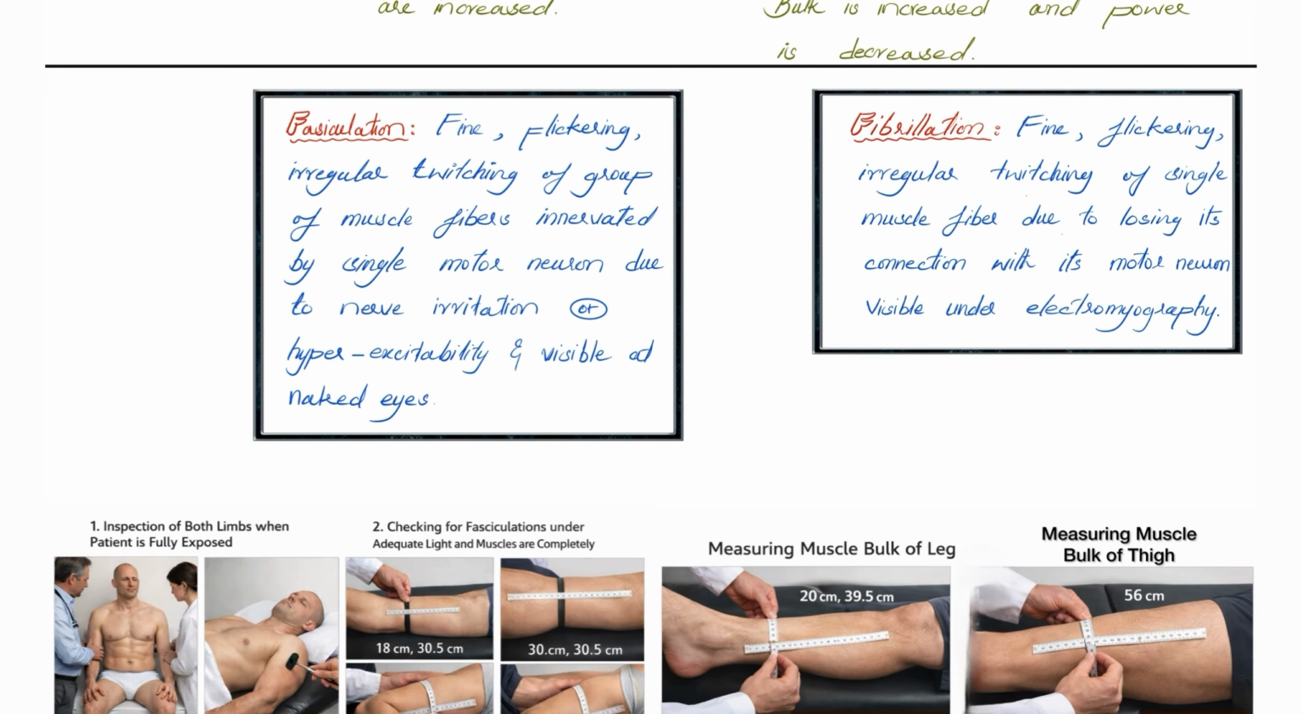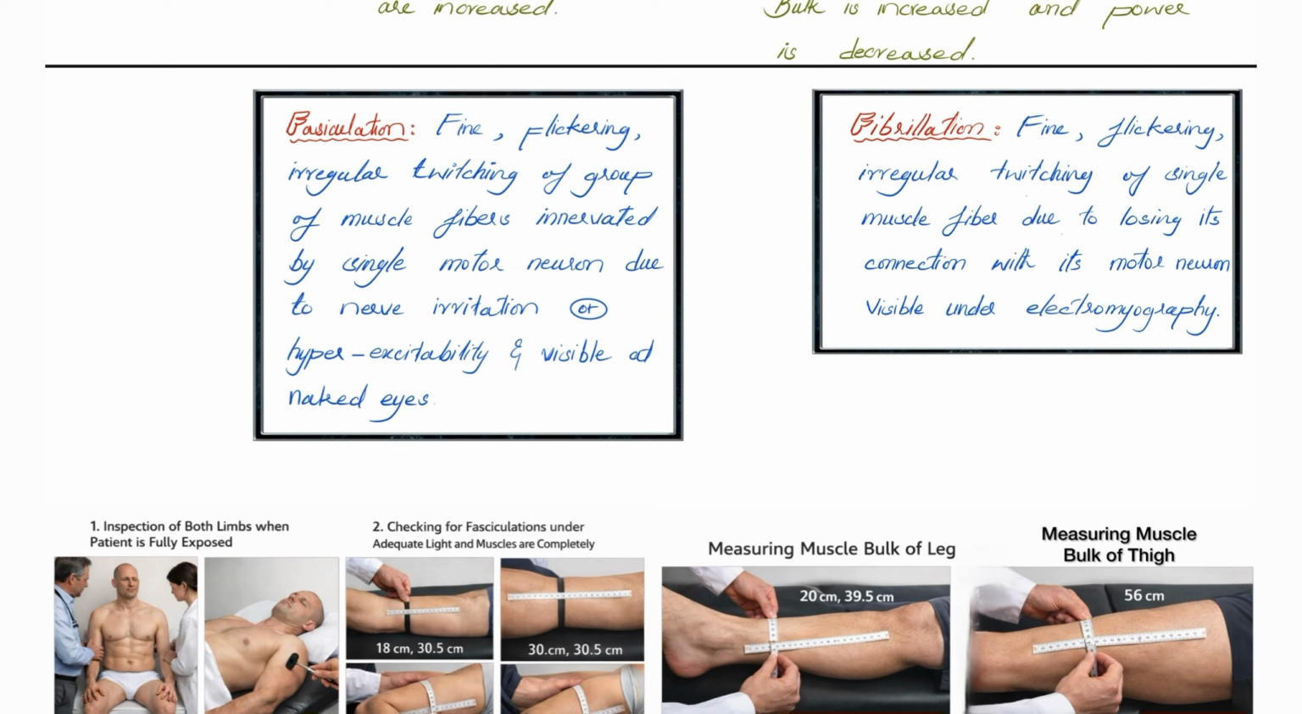They are fasciculation and fibrillation, and they are found in lower motor neuron lesions. Fasciculation is fine, flickering, and irregular twitching of group of muscle fibers. However, fibrillation is fine, flickering, and irregular twitching of single muscle fiber. So, this group of muscle fibers is innervated by a single motor neuron, and it occurs because of nerve irritation or hyperexcitability, and fasciculation is visible with naked eyes.